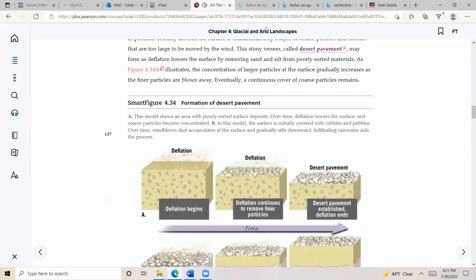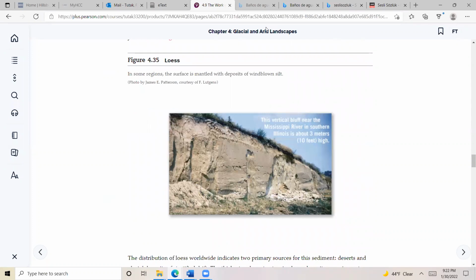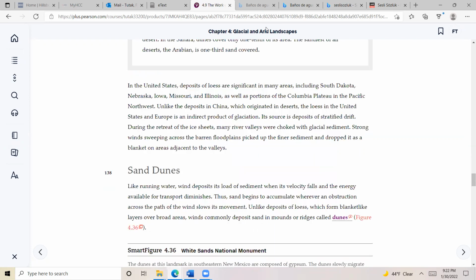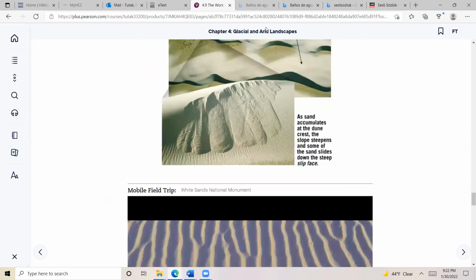And also there is a section about wind deposits, which is really important. Wind deposits have two distinct types. First, extensive blankets of silt called loess, which form when wind deposits its suspended load. And secondly, we have mounds and ridges of sand called dunes, which form when sediment that was carried as part of the wind's bed load accumulates.